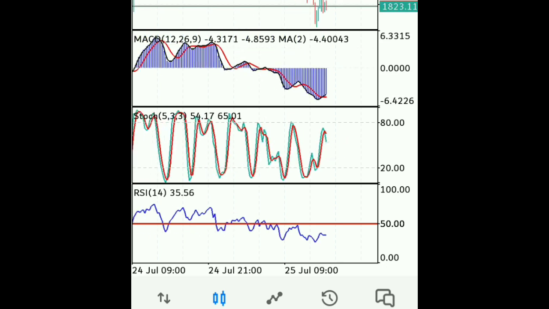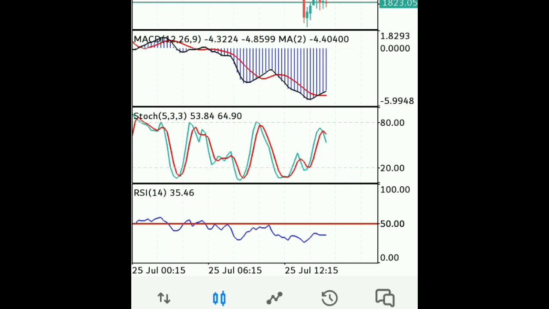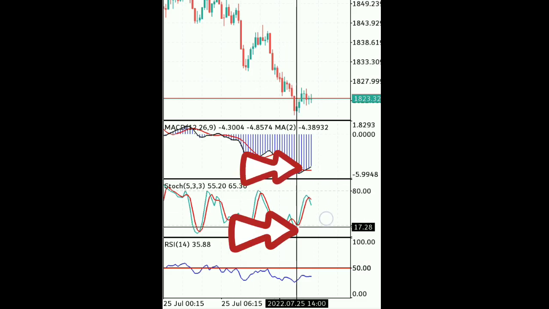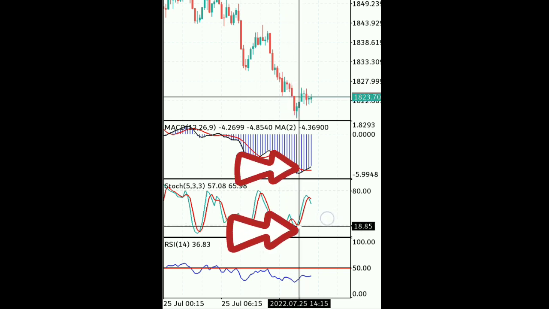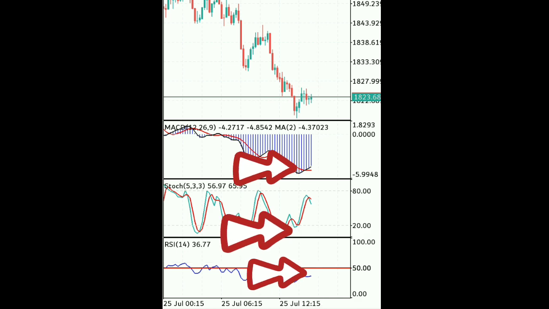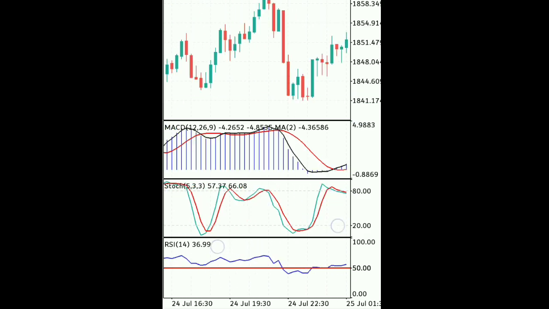So when the RSI crosses the 50, you are going to buy because of the crossover that happened on the MACD right here, and then you see the stochastic coming from the level 20 here, and then you're waiting for the RSI to cross over 50, and then you buy. So let me show you some examples, right?